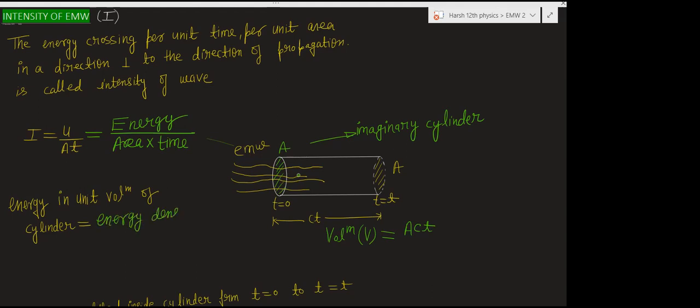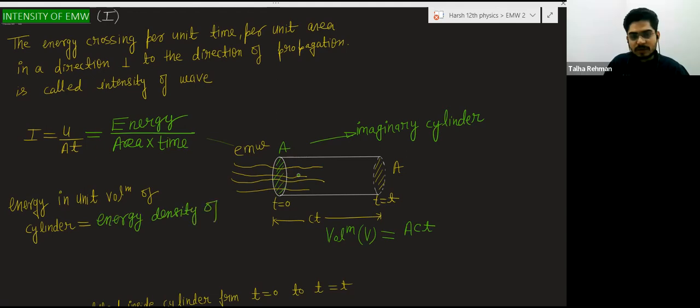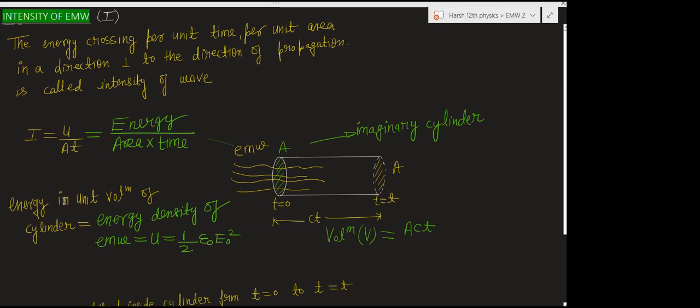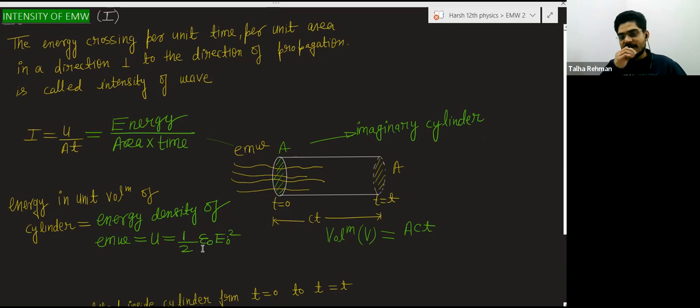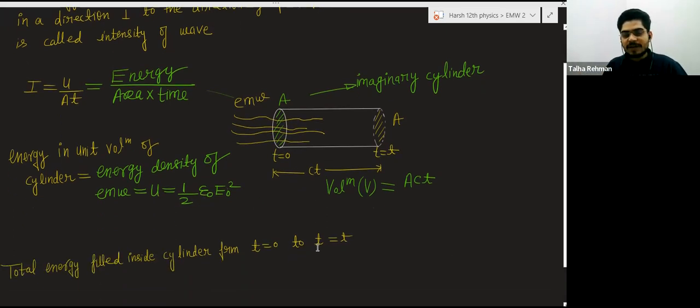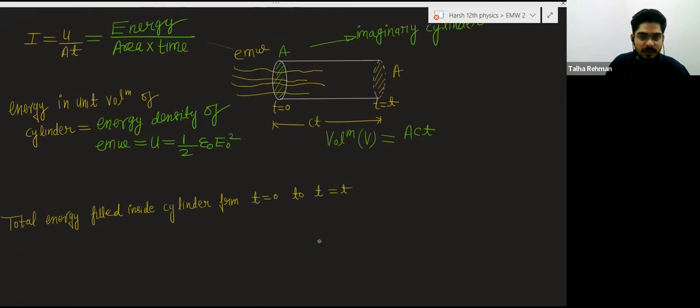And what is the energy density of the electromagnetic wave? That is equal to half of epsilon naught into E naught square. This is the energy in the unit volume of the cylinder. And for the total volume, the amount of energy contained in time 0 to t will be based on this energy density, the small u.